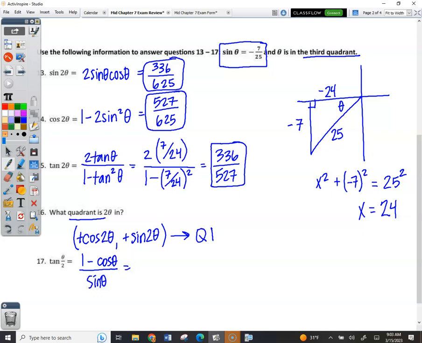And now you're plugging it in. Same picture. That's why this question is tacked onto the end of this. It's the same picture. So cosine is negative 24 over 25, and sine is what they gave me, negative 7 over 25. And then I type that in my calculator exactly how it looks. And I got negative 7.